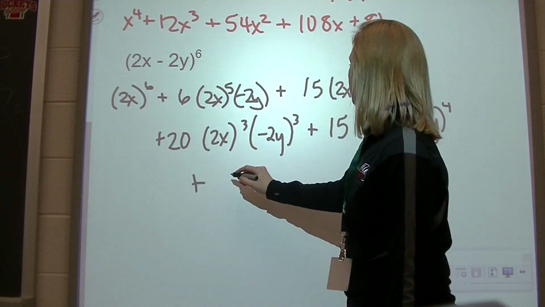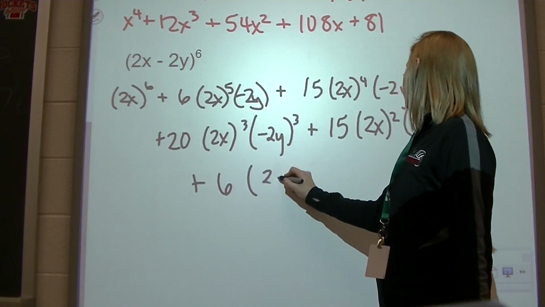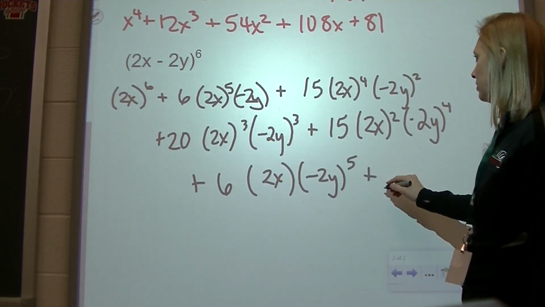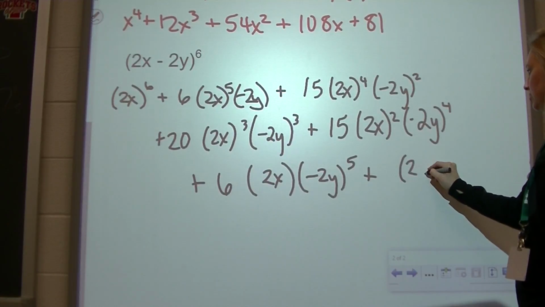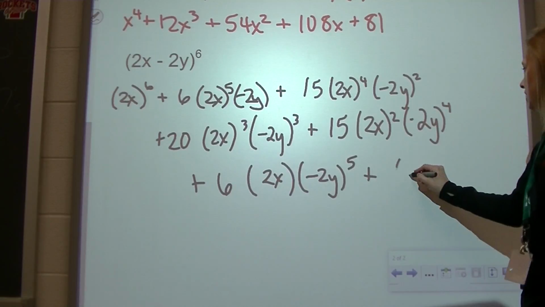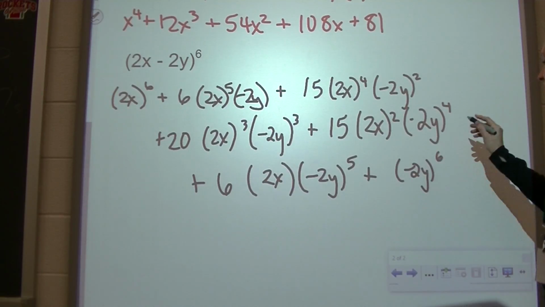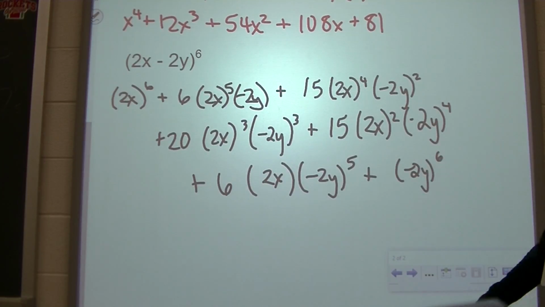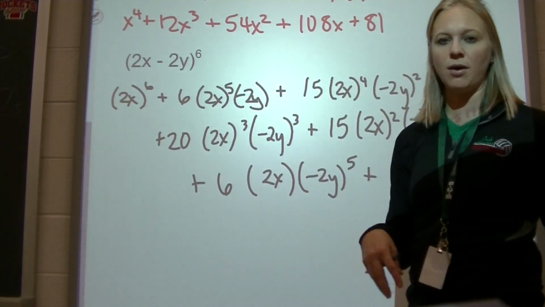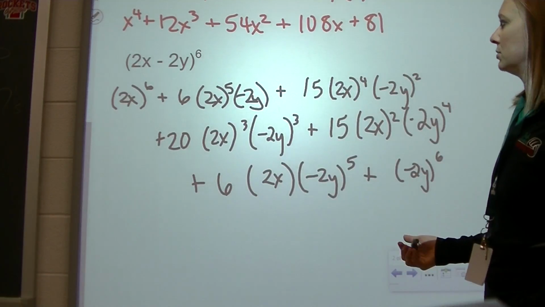plus 6, 2x times negative 2y to the fifth, and then plus 1, 2x, no, that's 2x to the 0, so that's gone. But negative 2y to the 6th is not. Now, having all that written out, I can simplify each term and easily come up with what that is multiplied out.